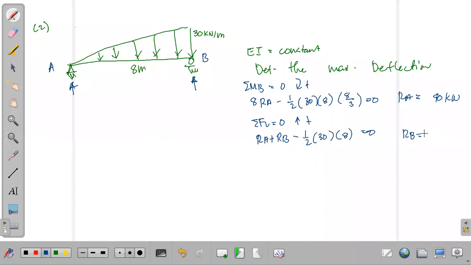So, pagka sinubstitute nyo yung RA dito, pagka nag-summation forces vertical tayo, positive yung upward, ano yung magiging RB natin? Ano yung magiging RB natin dito? 40 plus. So we have 80 kilonewton. So yan yung magiging RB natin. So RA is 40 and we have RB 80. So paano yung magiging deflection na elastic curve natin dito? 0, 0 dito, tapos may load dyan, magde-deflect sa. So ganyan yung magiging elastic curve natin.